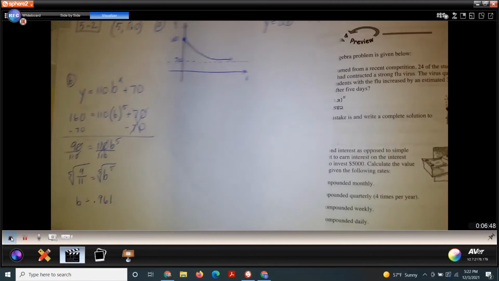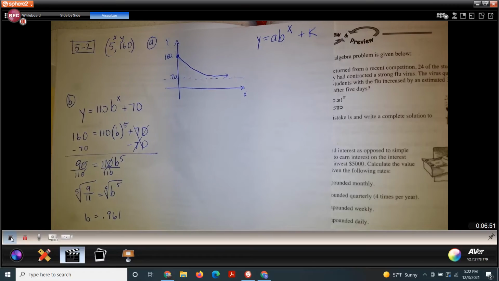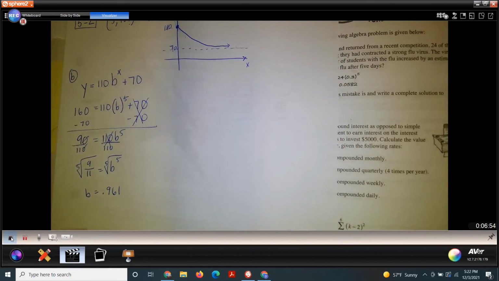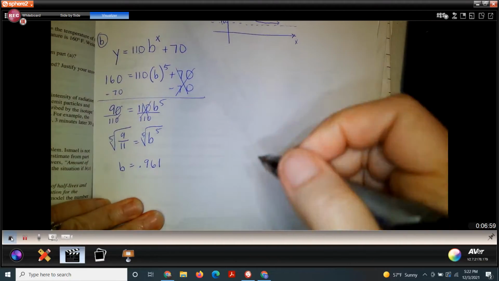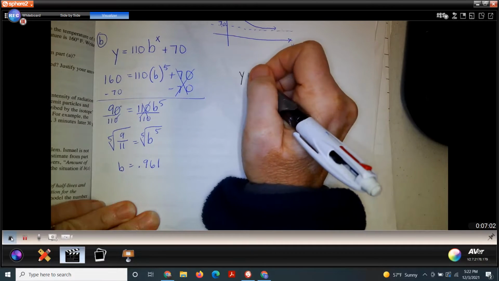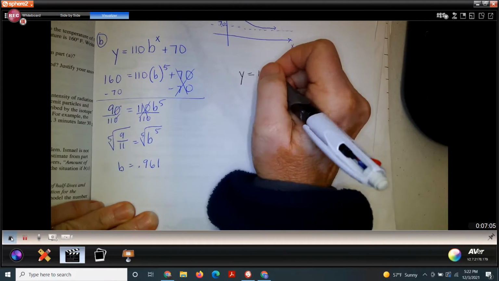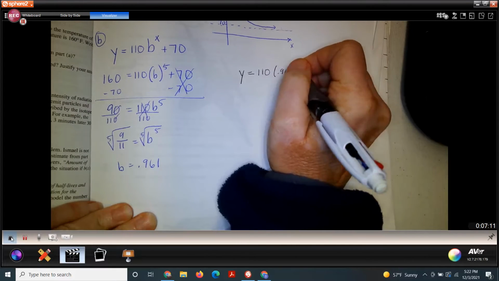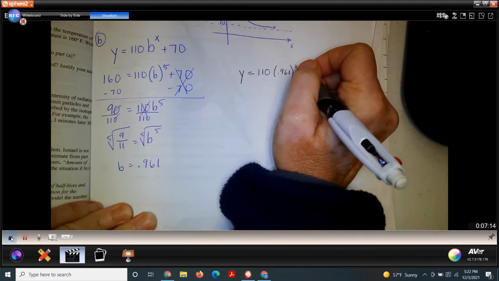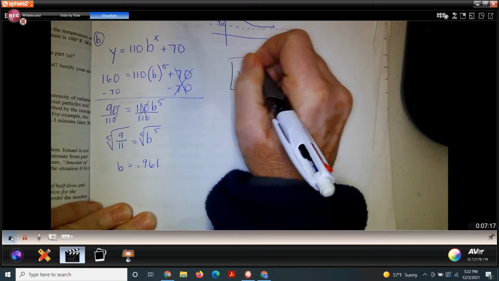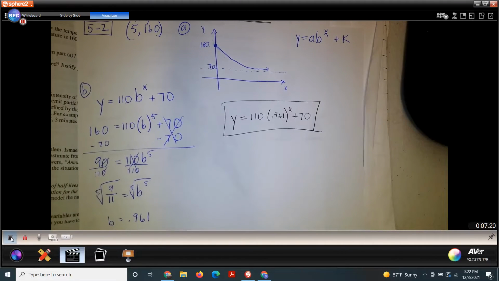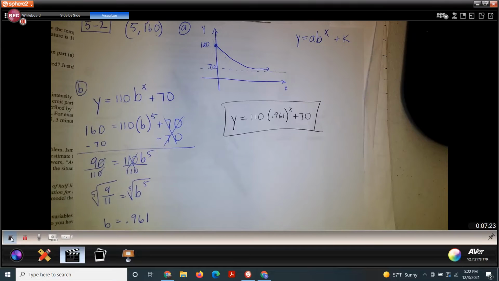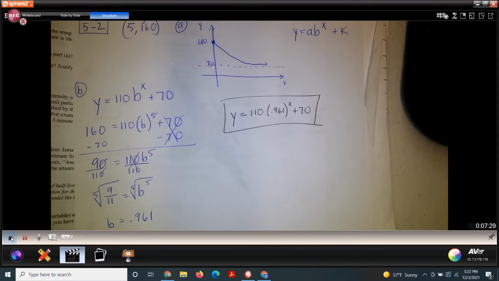That's B. I'm going to start writing in this darker color too. Here we go. So I'm going to write y equals 110 because of the shift times 0.961 raised to the x plus 70. So this is the answer for 5-2 letter B. They wanted an equation. And so that's the equation that models the cooling of the coffee.